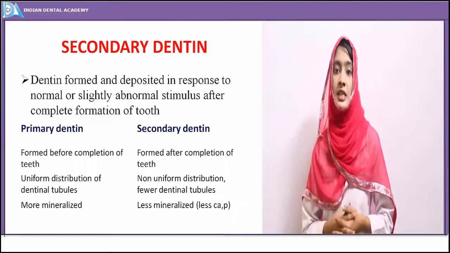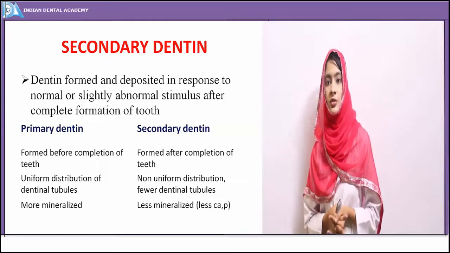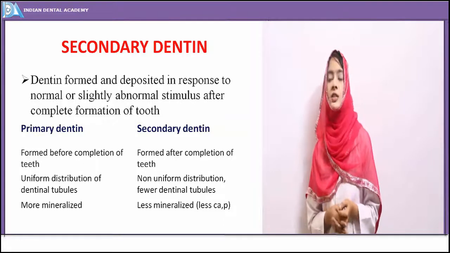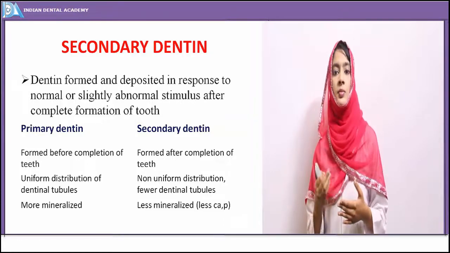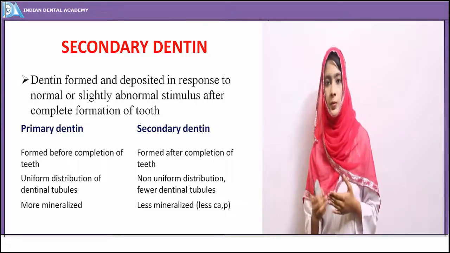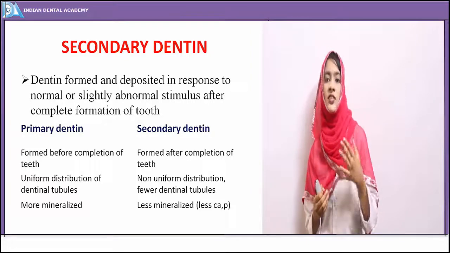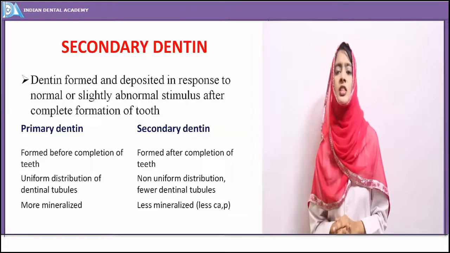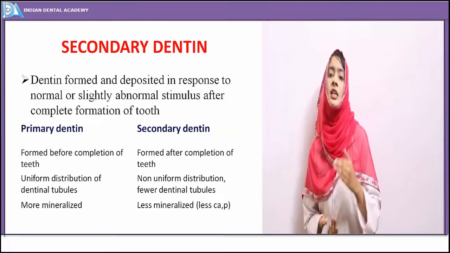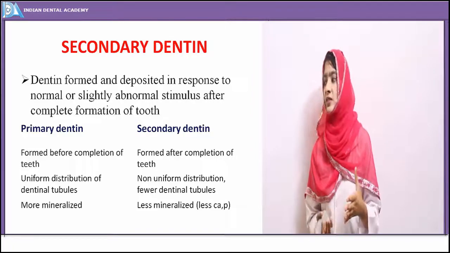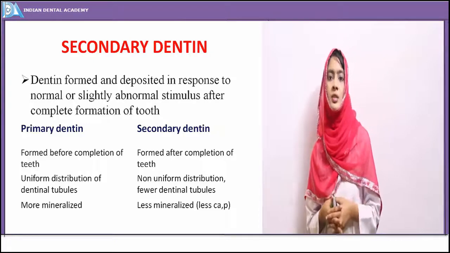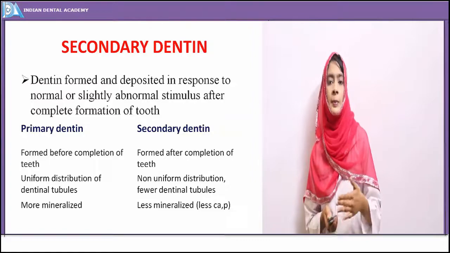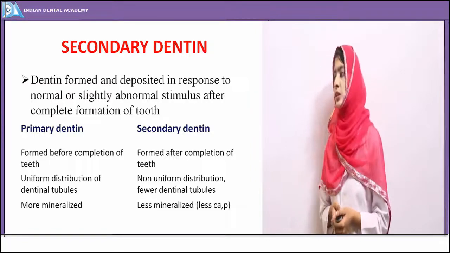Secondary dentin is also protective in nature. It is the dentin formed in response to some normal or abnormal stimulus after the completion of the tooth. Secondary dentin deposition is of two types: the physiologic secondary dentin deposition and the reparative secondary dentin deposition.